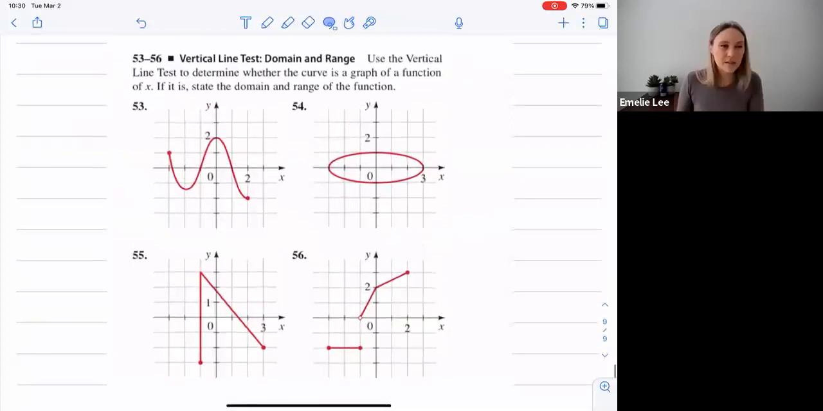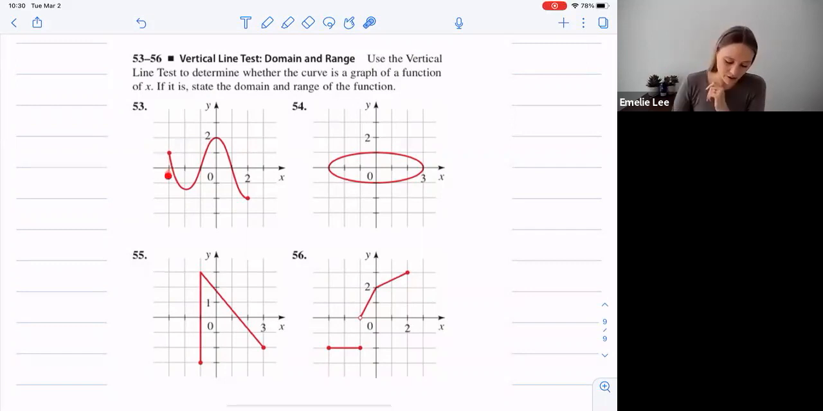And maybe I'll center this guy here. Match up. Okay. So it says, use the vertical line test to determine whether the curve is a graph of a function of x. If it is, state the domain and the range of the function. Now, we want the range, but we haven't introduced it until 2.3. That's confusing. Anyways, the range is all possible outputs of y, right? So all the outputs of y.